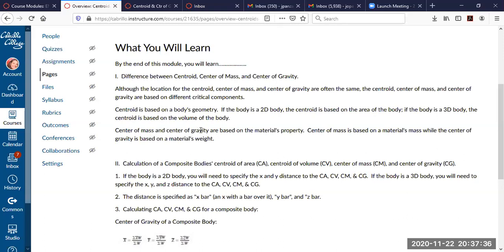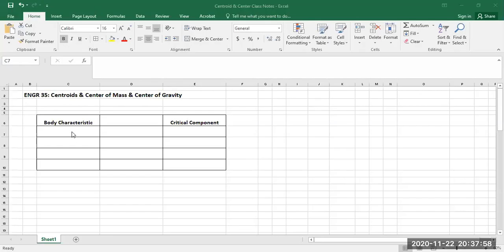For center of mass and center of gravity, it's not based on geometry, but on material properties. Center of mass is based on a material's mass, while the center of gravity is based on the material's weight. So I'm going to stop sharing for a moment and then share with you an Excel table that we're going to be working on today.